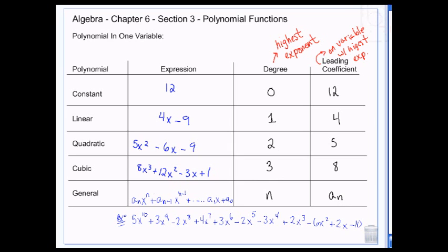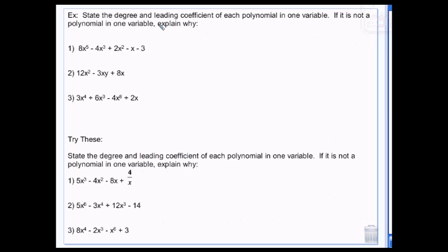I didn't define this. A polynomial in one variable is just, if it has more than one variable, it's not a polynomial in one variable. That makes sense, right? And the leading coefficient of each polynomial in one variable. And if it's not a polynomial in one variable, we need to explain why.